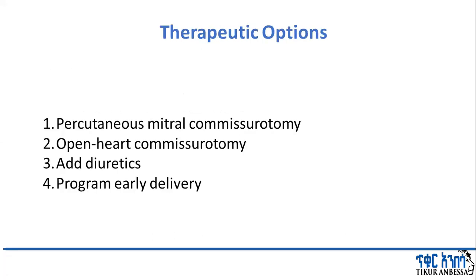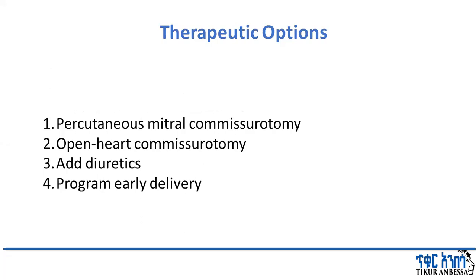What therapeutic options would you consider? Should we do valvotomy, or should we go with surgery, open or closed commissurotomy? Or should we add further diuretic? Or should we induce the patient or advise the patient for early delivery?